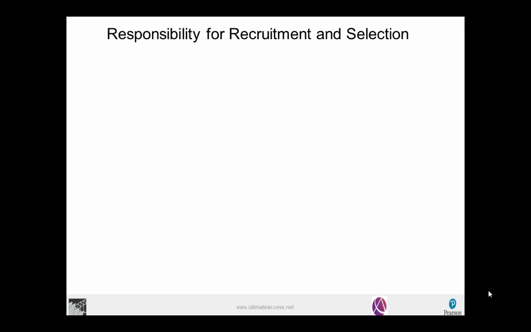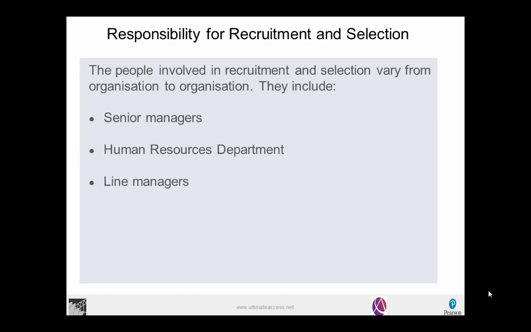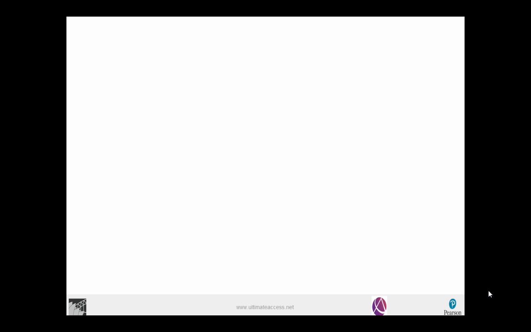Now, who is responsible for recruiting and selecting? First one, senior managers. Okay, senior managers are responsible. The HR department. Line managers. Now, line managers means that if you are applying for a job as an accountant, then most likely your line manager will be the accountant manager or the finance manager, who will also be involved in the recruitment and selection process. And then we have recruitment consultants who are paid to do recruitment on behalf of companies.